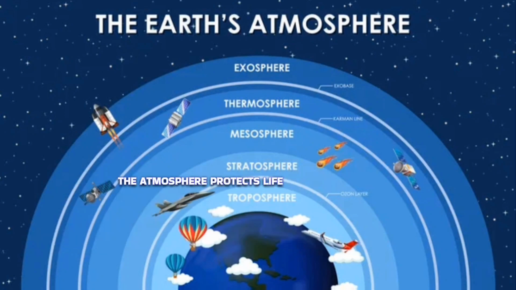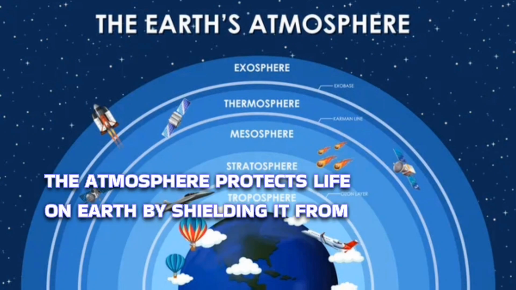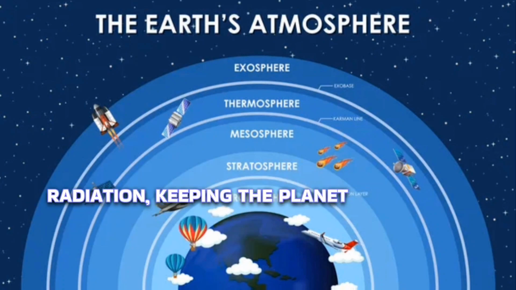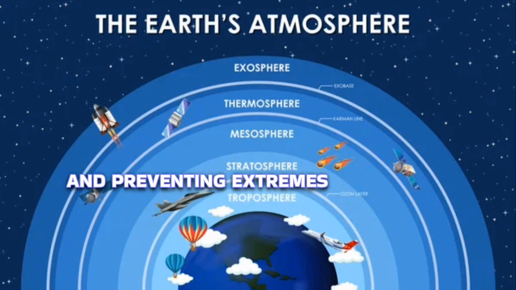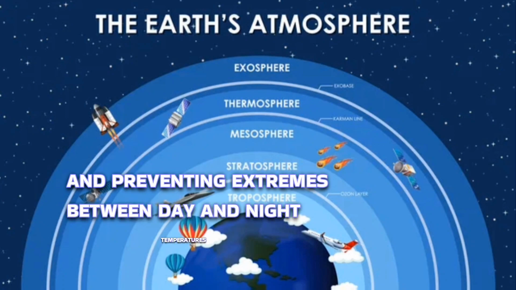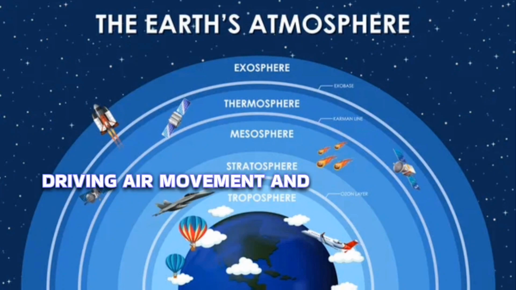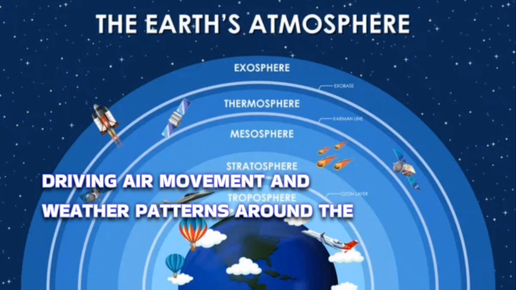The atmosphere protects life on Earth by shielding it from incoming ultraviolet, UV radiation, keeping the planet warm through insulation, and preventing extremes between day and night temperatures. The sun heats layers of the atmosphere, causing it to convect, driving air movement and weather patterns around the world.